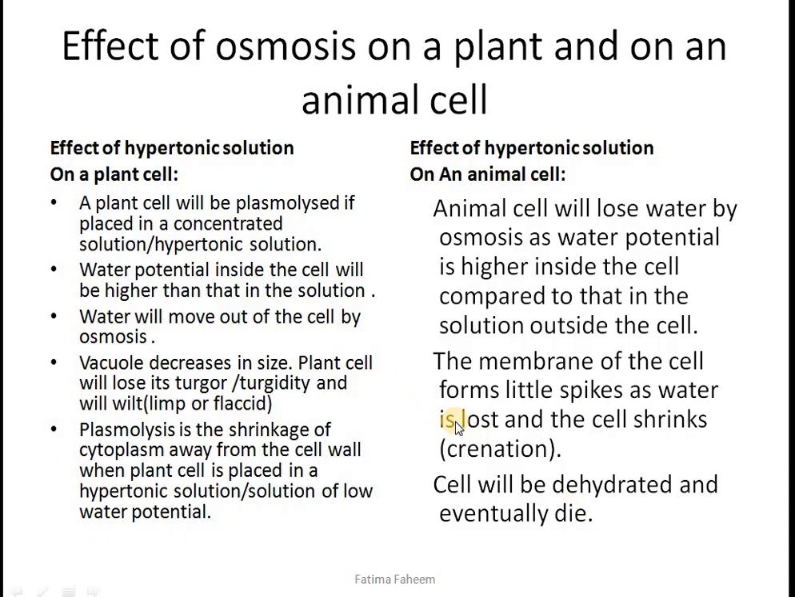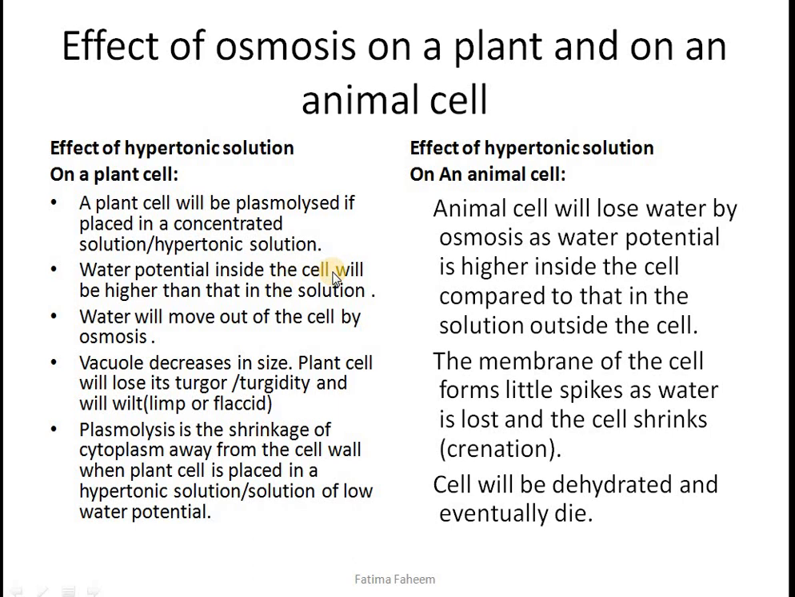Now this is the theory of what we have just seen in the diagrams. Effect of hypertonic solution on a plant cell. A plant cell will be plasmolyzed if placed in a concentrated solution or hypertonic solution. A hypertonic solution is a solution that contains a lot of solute and less solvent, or you can say it is a concentrated solution, having a high amount of solute and less amount of solvent.